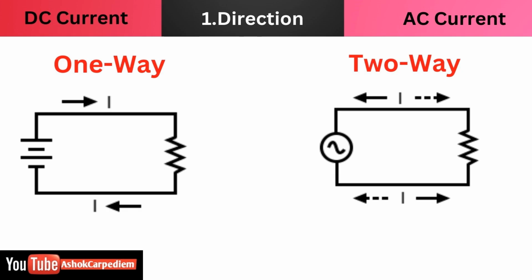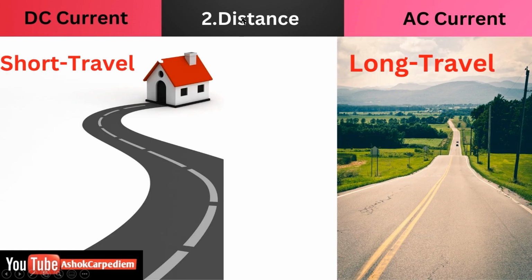This is the DC current, this is the AC current. The first difference is the direction. DC current is one-way direction. It will always move in one direction, but AC current will move in both directions. Second, distance. DC current will travel only a short distance, but AC current can travel up to a long distance because it is more powerful.